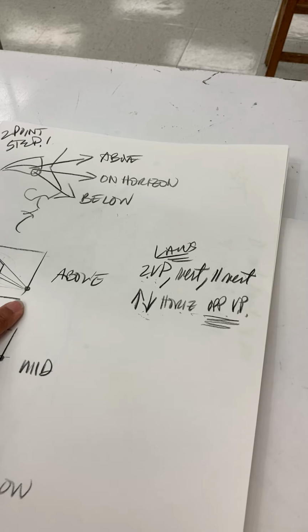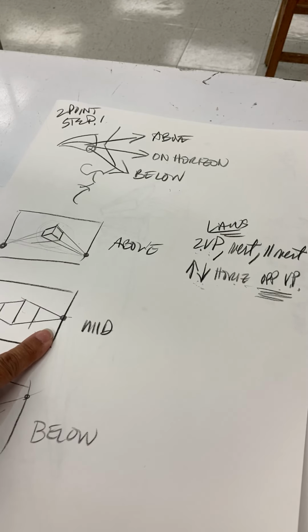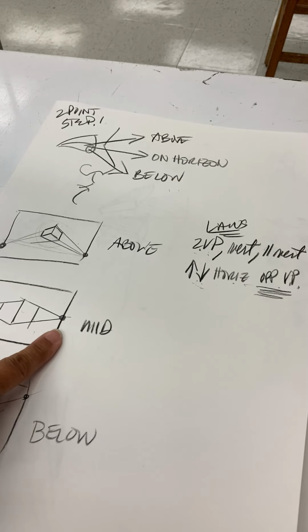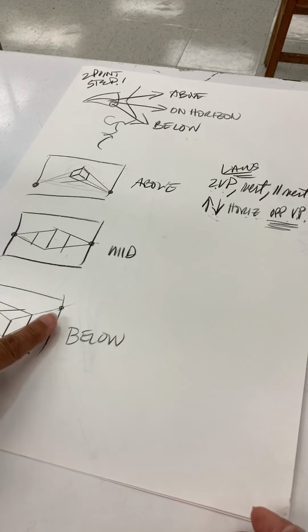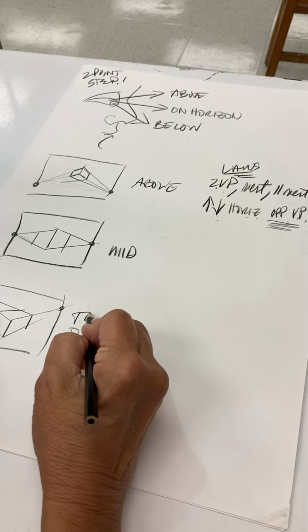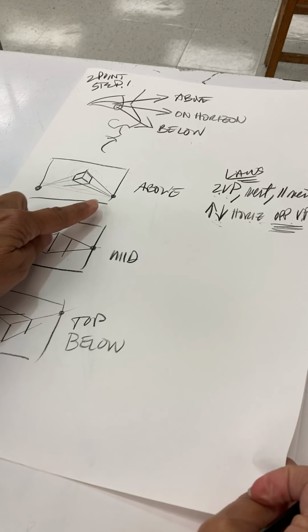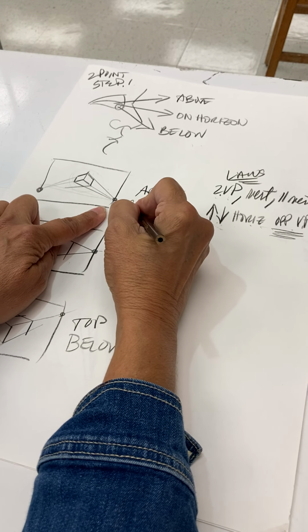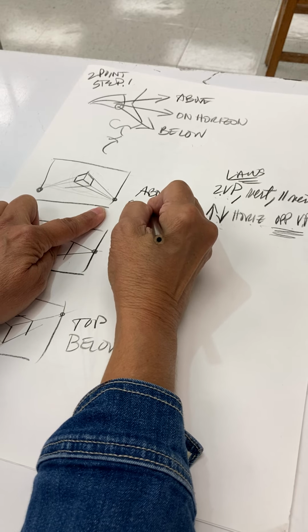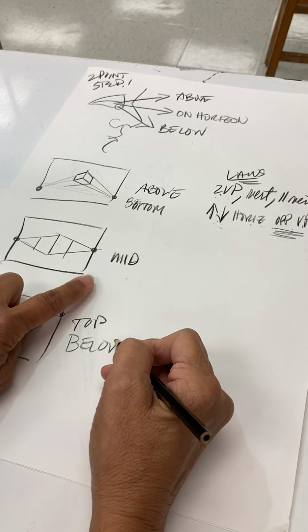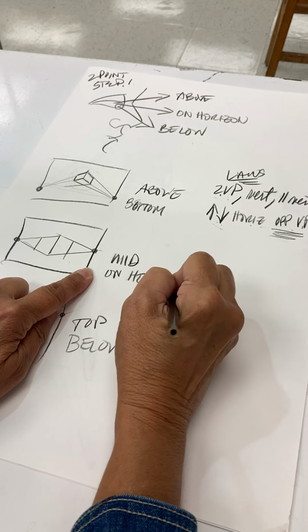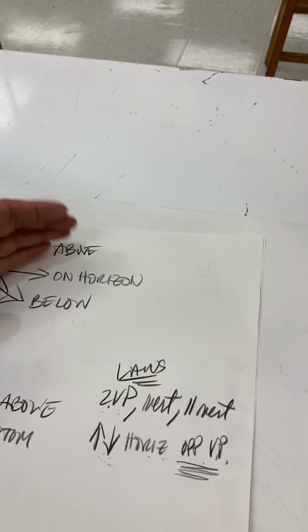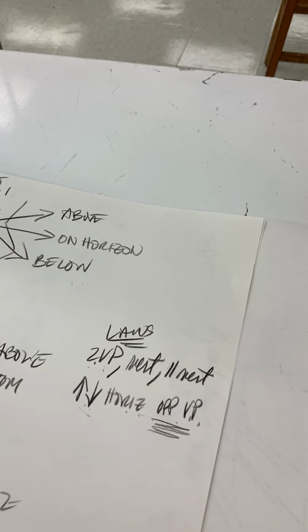Above the view, your points have to be down low. On the view, or on the horizon, your points should be in the middle. And then below the horizon, your points should be up at the top, okay? Bottom, I should say, bottom. And here, middle, and that's on the horizon. Yeah, because it all depends on how you are looking. Are you on the horizon? Are you above the horizon? Are you below?